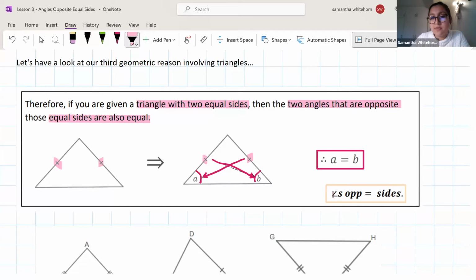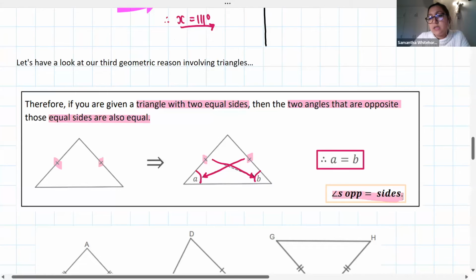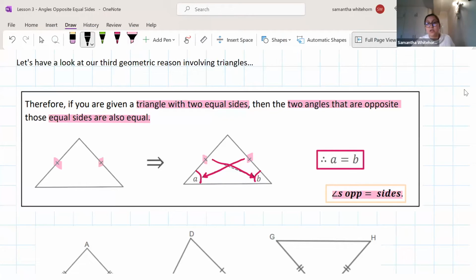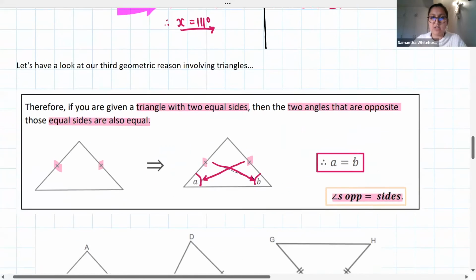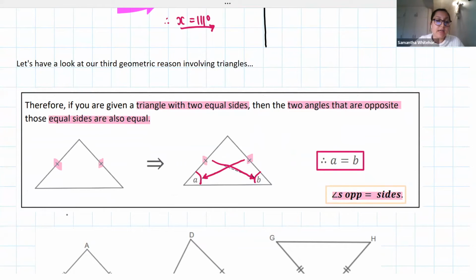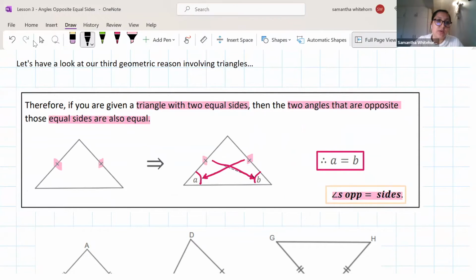So what you need to look out for, I'm going to say it again, is 2 sides of a triangle being equal, or an isosceles triangle. And from there, you can then say that the angles opposite the equal sides are equal to each other. Okay, now again, guys, I know that some of you have done this reason already in school. That's absolutely fine, but we are going to practice it together to make sure we all understand.